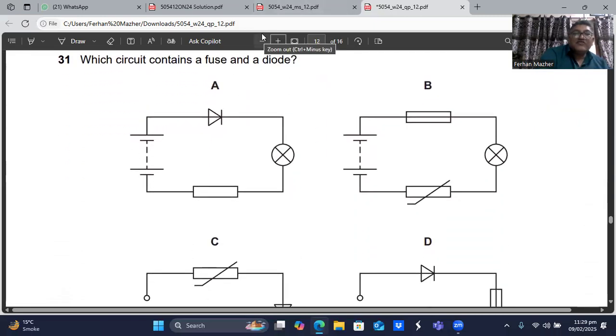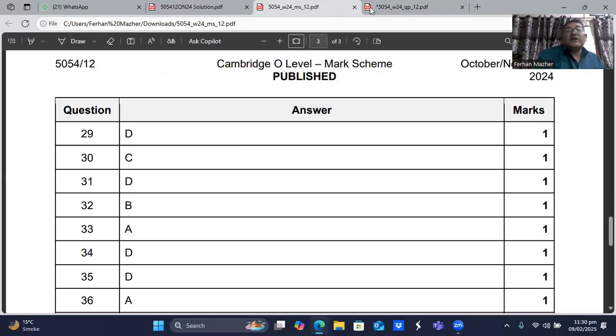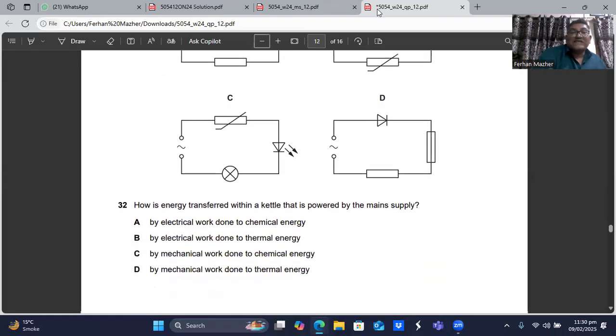Here it says which circuit contains a fuse and a diode. This is the symbol for the fuse, and this is the symbol for the diode. Which circuit contains a fuse and a diode? Only this circuit has a fuse and a diode. D is the choice. Question number 31, D is the right choice, sir.